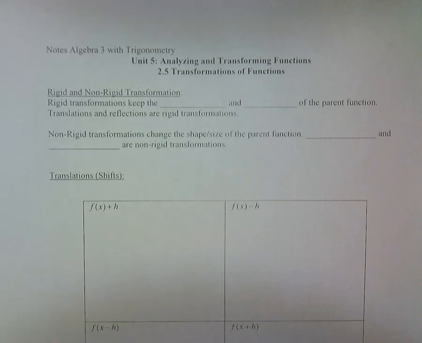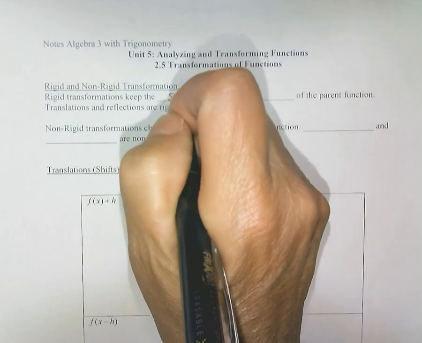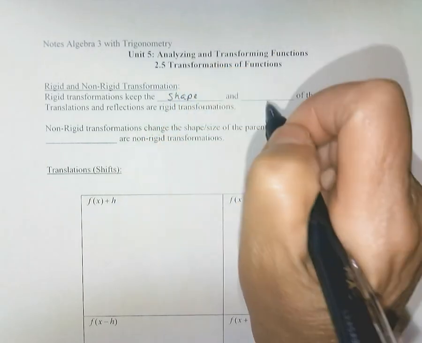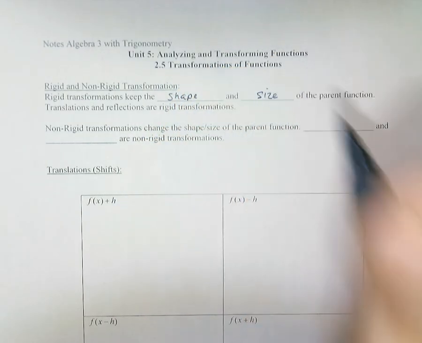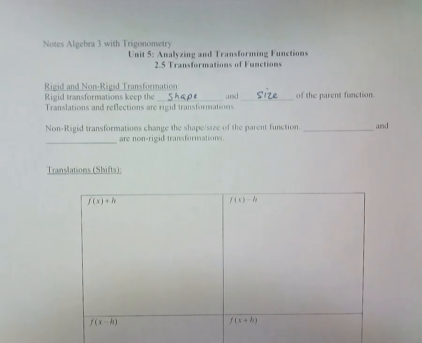So we're doing rigid and non-rigid transformations. A rigid transformation just keeps the same shape and size of what we call the parent function, the original function. Translations and reflections are rigid transformations, and that's what we're going to focus on right now, just translations. Later we'll do non-rigid transformations, and non-rigid transformations change the shape or size of the parent function.